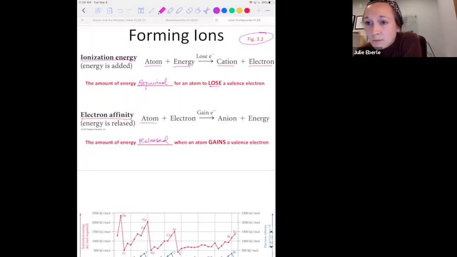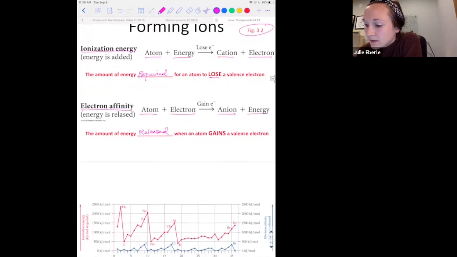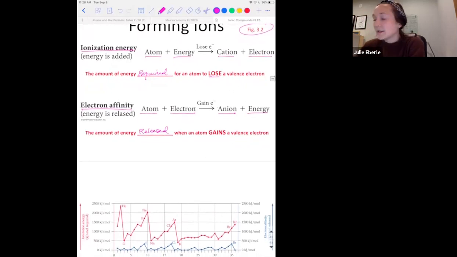So if you have an atom and it gains an electron, now you have an anion, right? We have one more electron than we do proton in the atom. And that's why it's written as a product, we produce some energy. We're going to give off some energy. Okay, questions on ionization energy or electron affinity so far?